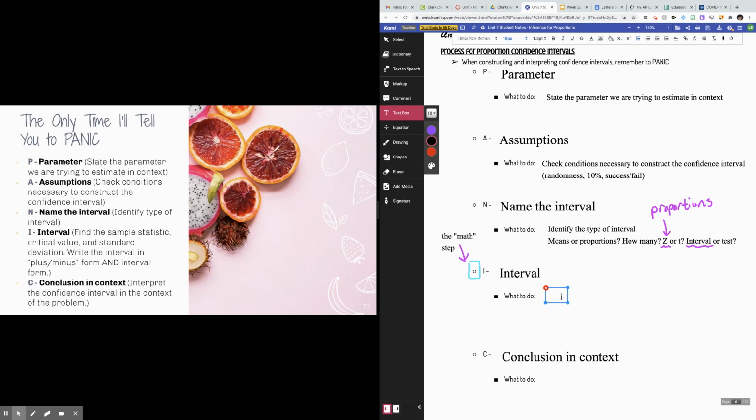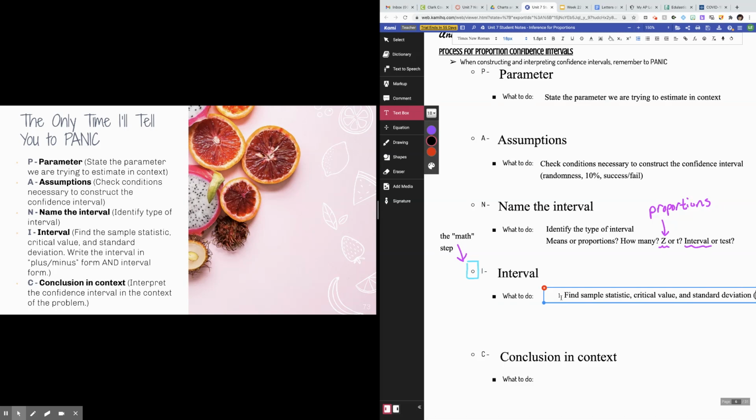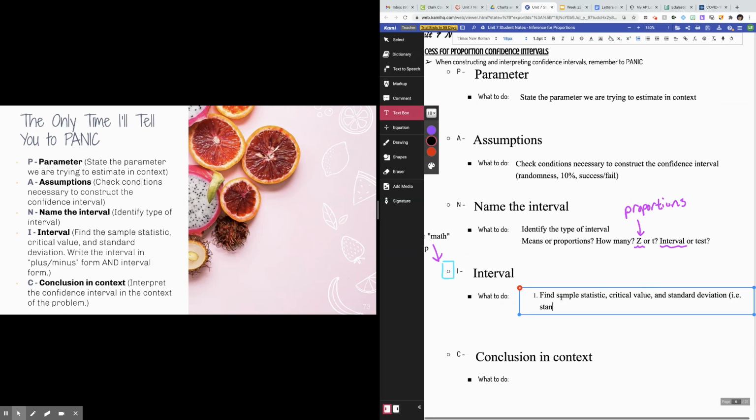So first thing is you find your sample statistic, critical value, and standard deviation, right? i.e. standard error.